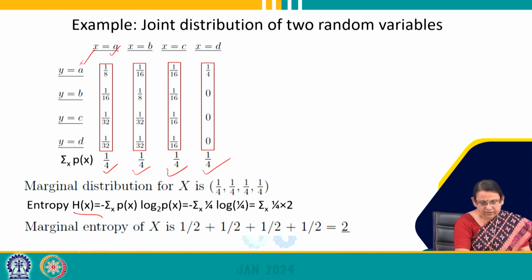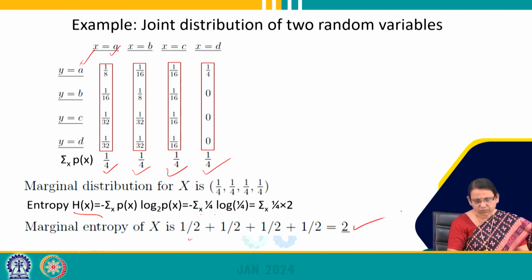In this case, everything for every column is 1 by 4. So, you sum over all the values of x. So, 1 by 4 into log 1 by 4 has to be added 4 times. Okay. So, that makes it 1 by 2, 1 by 2, that makes it 2. So, this is the entropy of x.